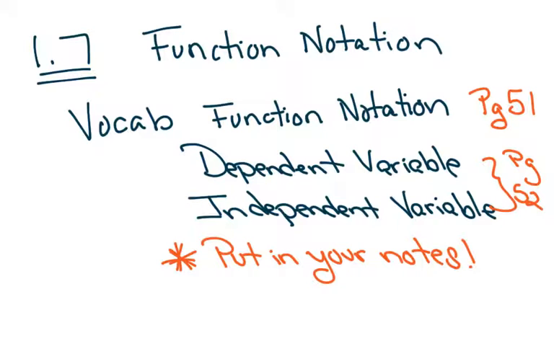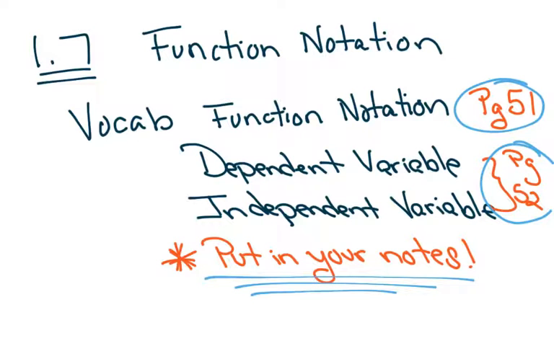All right, so lesson 1.7 is all about function notation. So being that that's what the lesson is about, the vocab word to begin with is function notation. It is found on page 51. And your dependent and independent variable vocab words are found on page 52. Please make sure these are in your notes because you're going to be able to use your notes when we take our tests and quizzes.